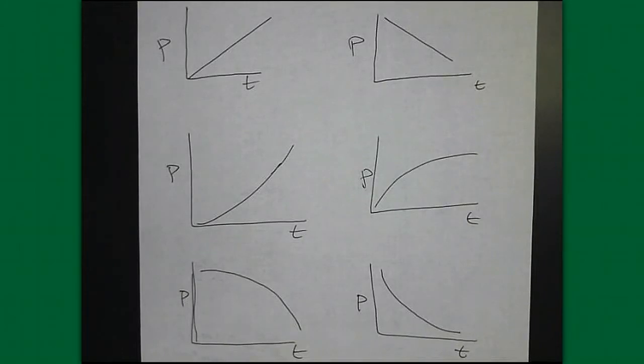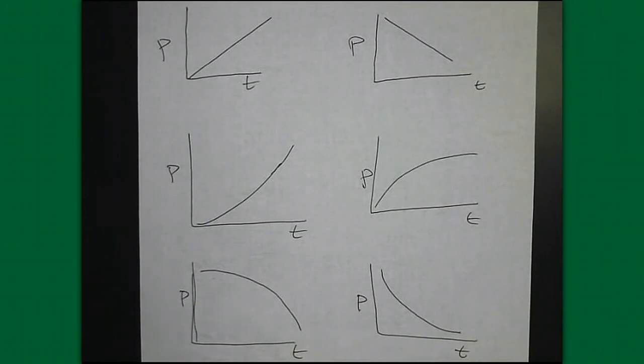Look at these 6 graphs. They're all position versus time graphs. I want you to pause the video for just a second and try to decide in each graph which direction the object is moving and whether it has constant or non-constant speed, and if it's non-constant, what that speed is doing. Is it speeding up or slowing down?